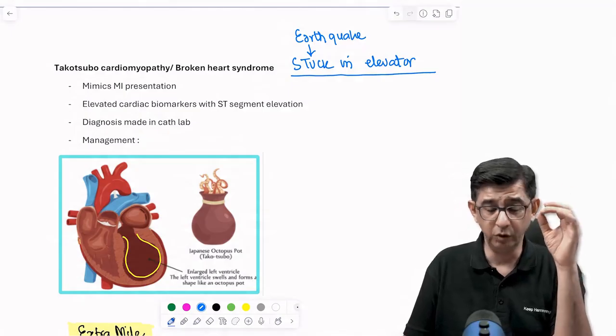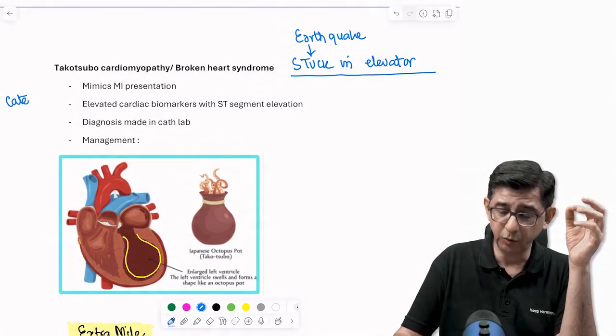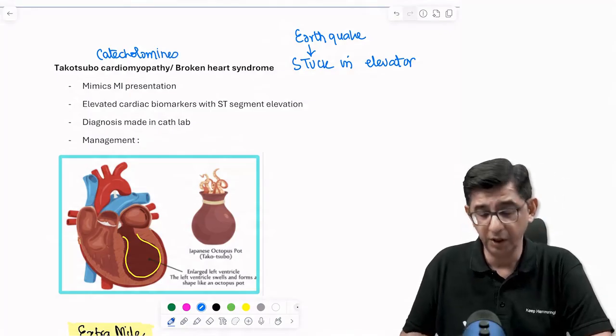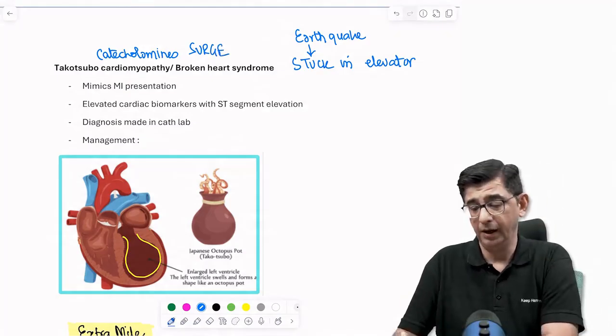And that will cause massive catecholamine release. The catecholamines released in such large amounts are going to cause damage to the heart, and it can cause the left ventricle wall not to function optimally, and therefore the cardiac output will decrease. There is a catecholamine surge. Let me describe it once again.